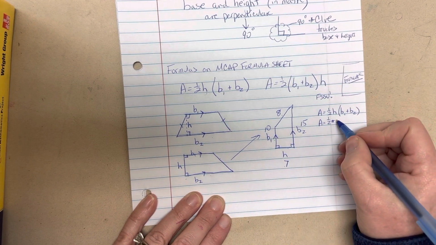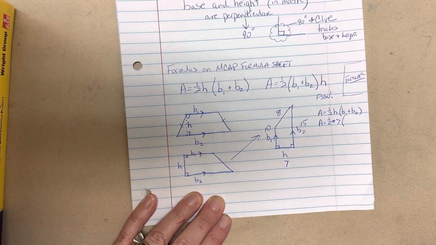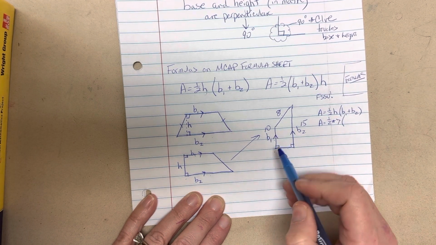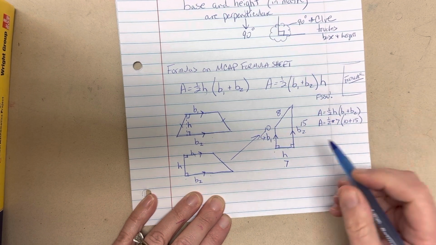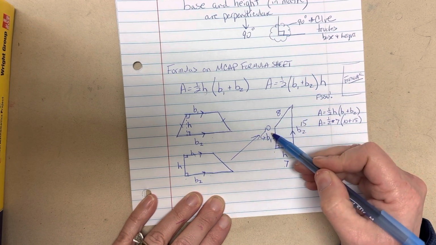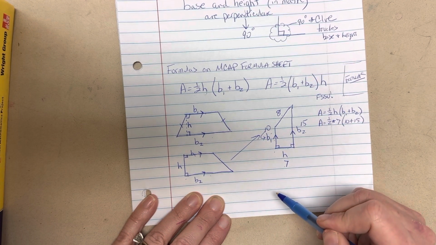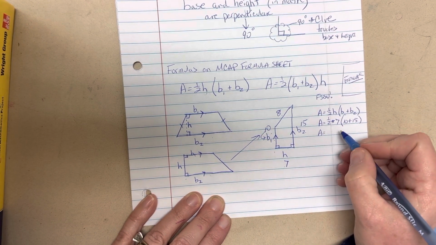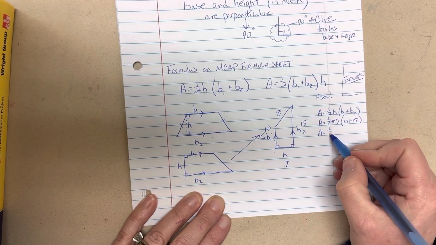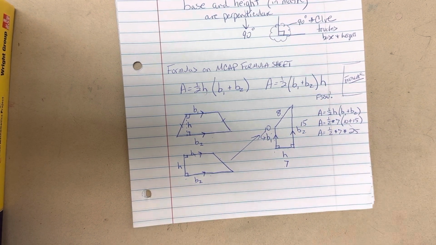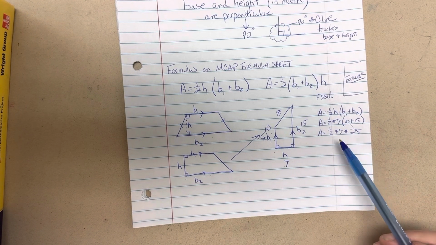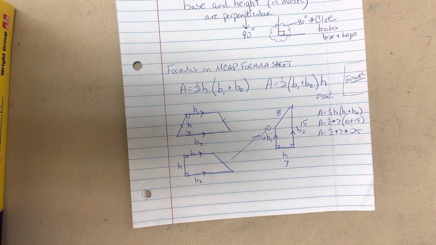The height here is 7 times the quantity, 10 plus 15. Well, what's 8? You don't need 8 unless you're doing the perimeter of this figure. The area is now 1/2 times 7 times 25. All I did was the inside the parentheses. Now, I could take half of 25 and multiply by 7. I could take half of 7 and multiply by 25.